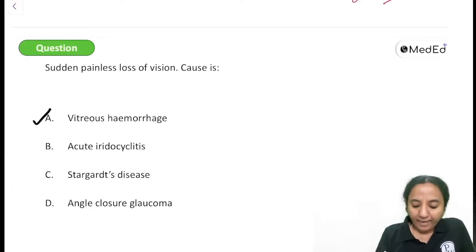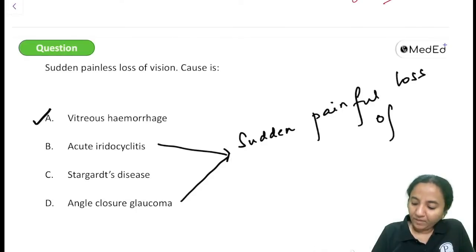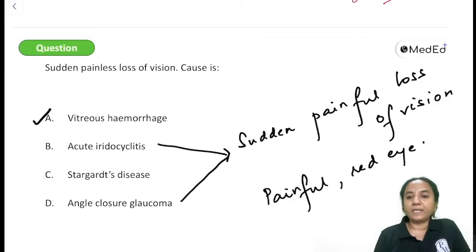Now acute iridocyclitis and acute angle closure glaucoma cause sudden loss of vision, but it's extremely painful. It's a sudden and painful loss of vision, and both of them present with a painful red eye. So acute iridocyclitis, meaning acute anterior uveitis, and acute ACG cause sudden painful loss of vision with a painful red eye.